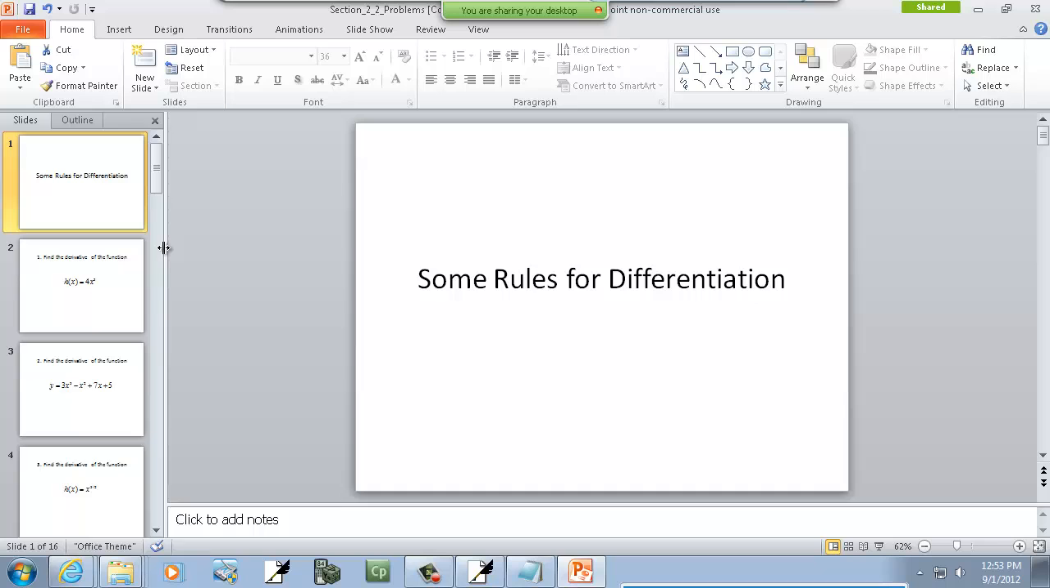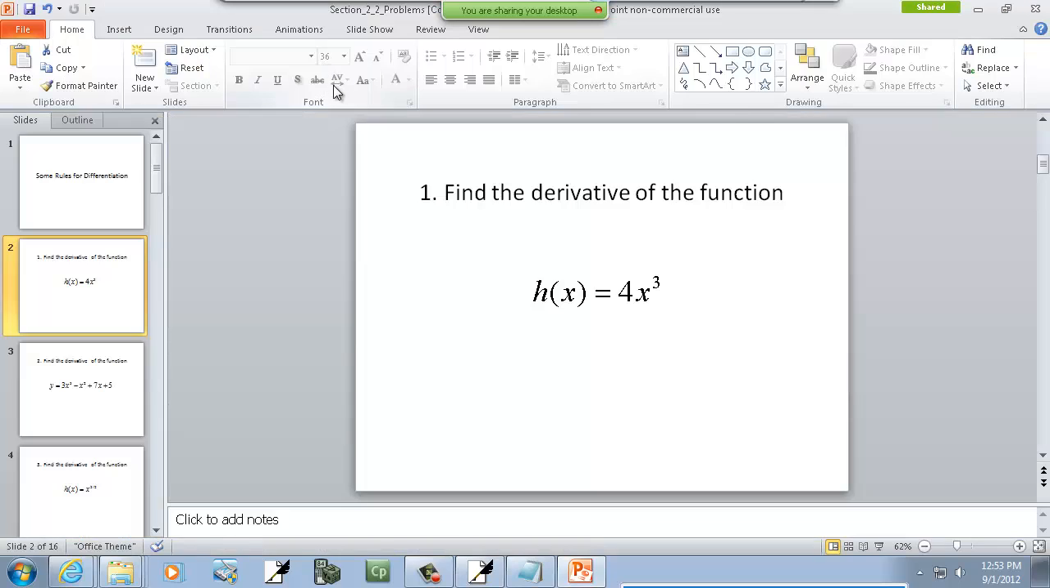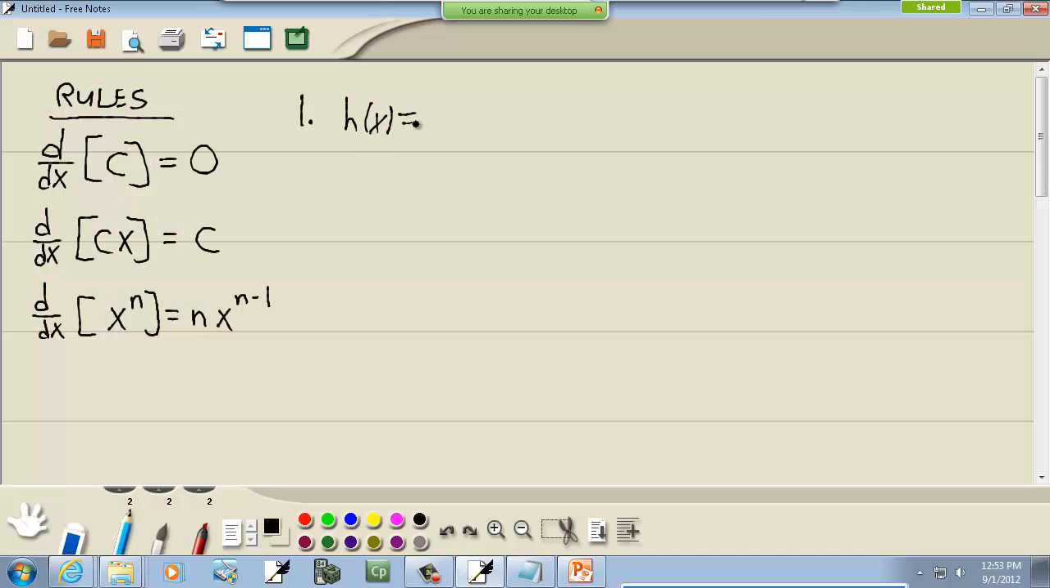Now let's look at some problems. Last section we looked at how to do it the long way, so here we're using a shortcut. Got h of x is equal to 4x to the third. And it says find derivative of the function. Now if you have numbers out in front of your x, those just stay out in front. So those don't change at all. So I'll take the 4, leave it out there, and we have x to a power. Well, this says we put our power out in front, and then we lower it by 1. So put the 3 out in front, and then we lower it by 1. So that gives us 12x squared.